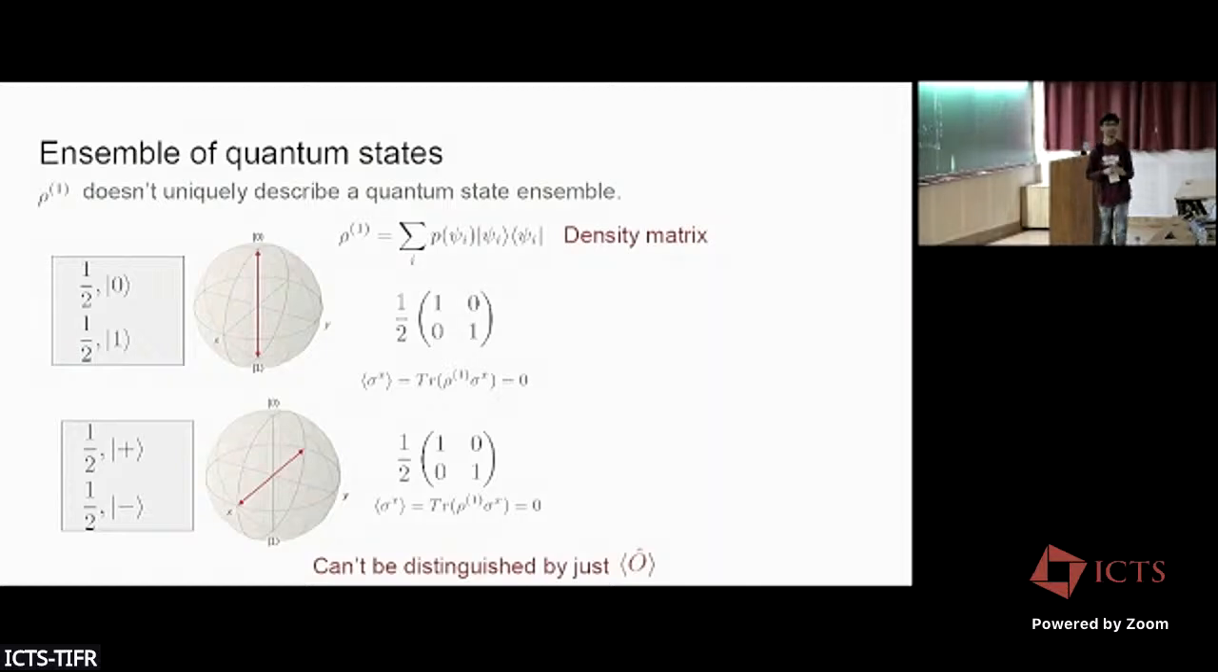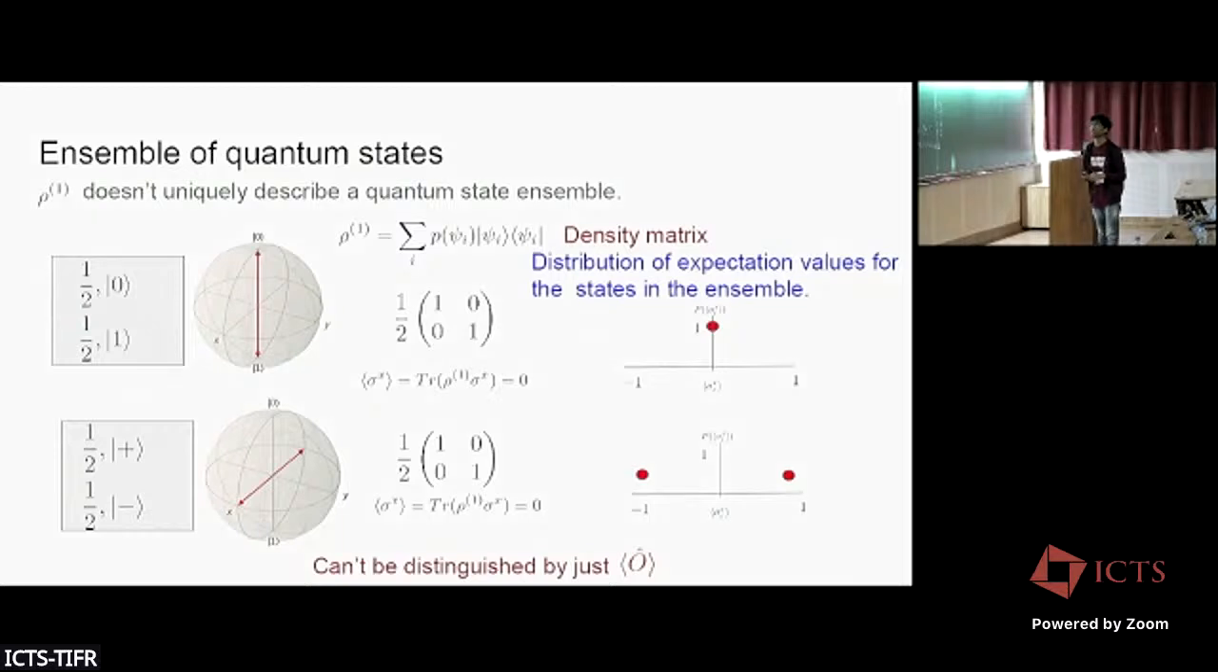So if you calculate the expectation value of any observable, it will come out the same for both of these ensembles. In this case, it is 0 if you calculate sigma x. But clearly these two ensembles are not the same. How can we distinguish them? Turns out that if we can keep track of the expectation value on the individual components of this ensemble, the ensemble generates a chain of pure quantum states. If you calculate the expectation value of a certain operator on each of these quantum states and draw the probability distribution of it, then they differ.